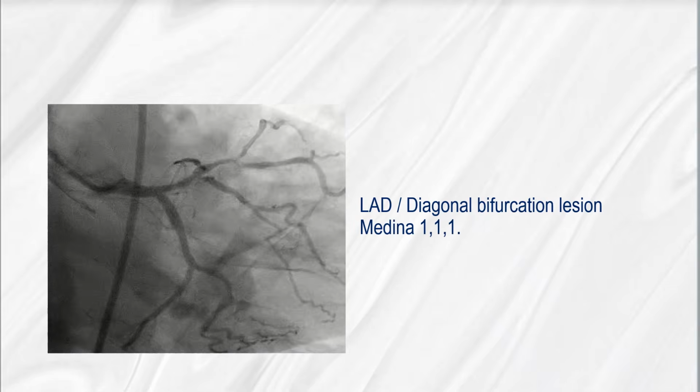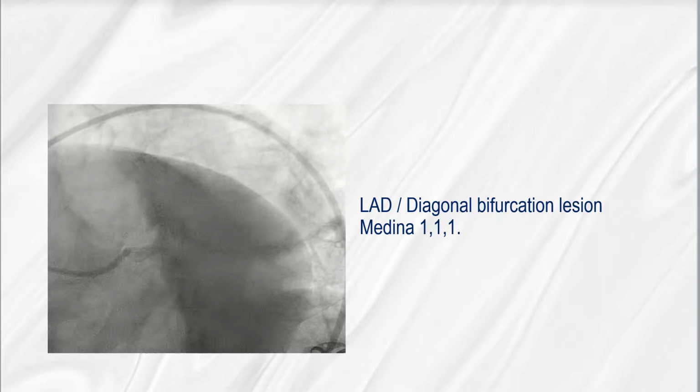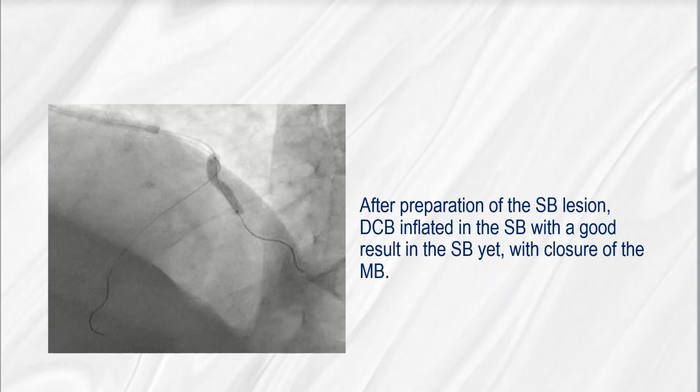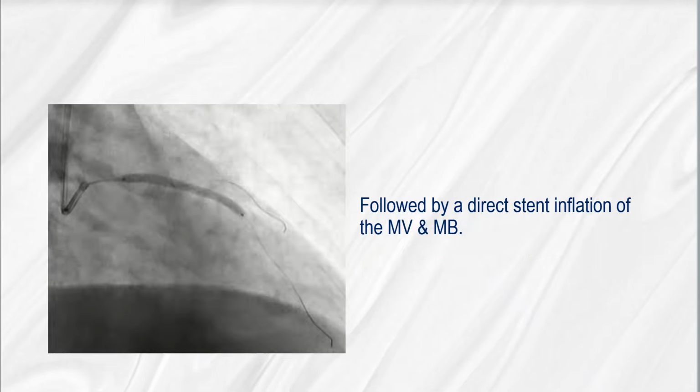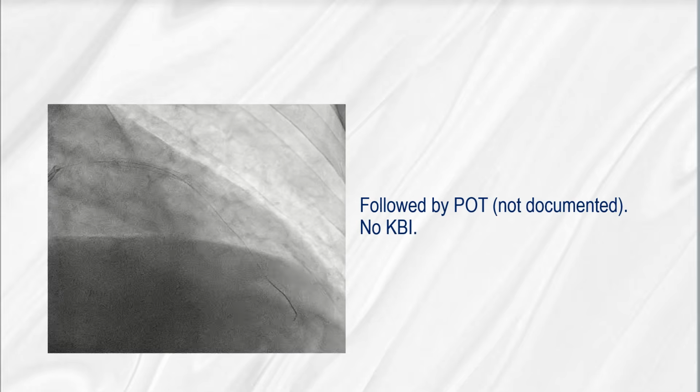In the seventh case, there is an LAD diagonal bifurcation lesion, Medina 1.1.1. It is a precious single long, small diameter diagonal branch. After preparation of the side branch and the main branch, drug-coated balloon inflation was done to the side branch, yet with closure of the main branch, followed by direct stent inflation of the main vessel main branch. And POT, no kissing balloon inflation was done.